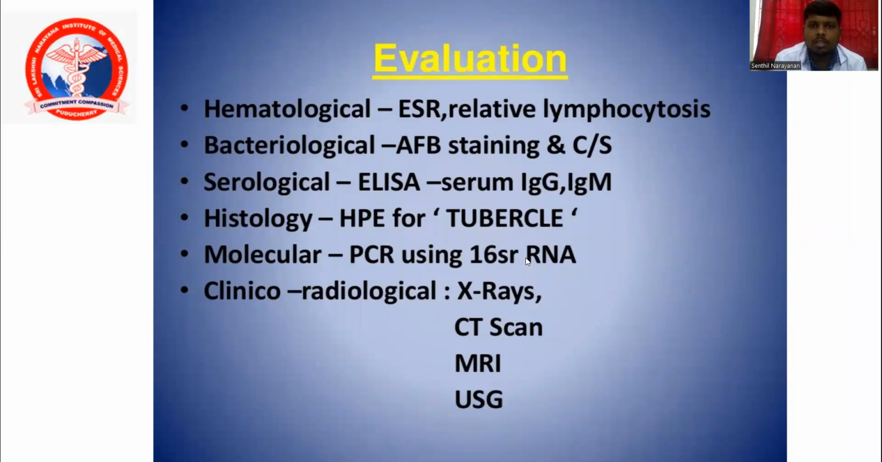So on evaluation, hematological evaluation includes ESR, which will be relatively elevated, and there will be a relative lymphocytosis. So bacteriological: AFB staining and culture sensitivity. Serological: ELISA, serum IgG and IgM. Histology: HPE histology, where tubercular bacilli can be visualized under the slides. Molecular: PCR using 16S rRNA. Clinical radiological investigations include X-ray, CT scan, MRI, ultrasound. So the diagnosis is in liquid culture media, bacterial culture, and the initial rapid diagnostics are RT-PCR, so GeneXpert RT-PCR.